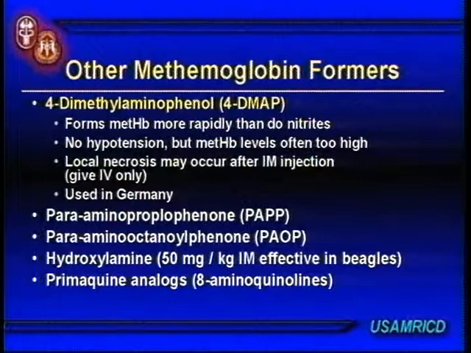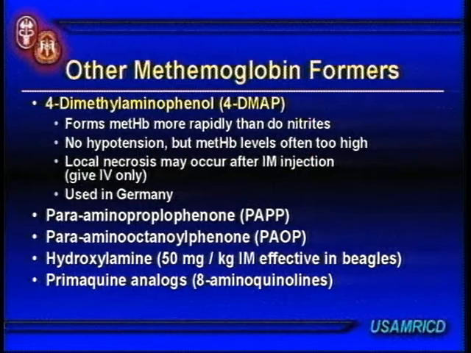Now, in other countries, especially other NATO countries, other antidotes are used. But you can understand how they work because you know how our antidotes work. There are other methemoglobin formers, and there are cobalt compounds and a variety of miscellaneous things. The other methemoglobin formers work the same way that nitrites work. They generate methemoglobin.